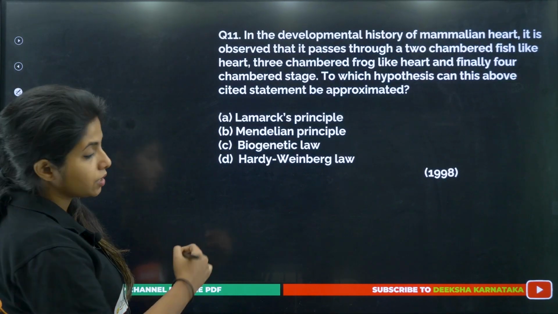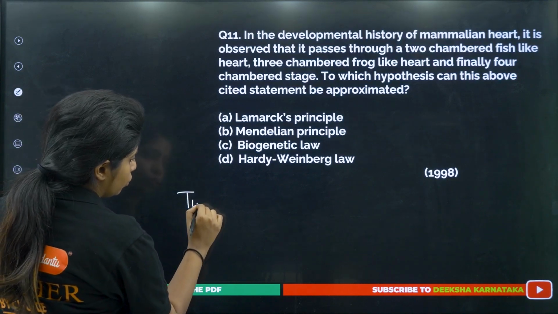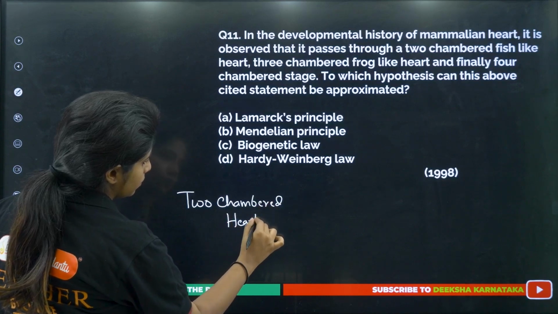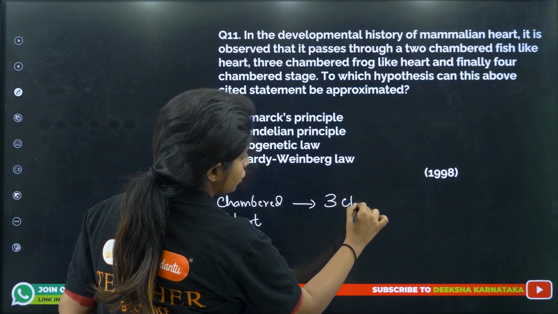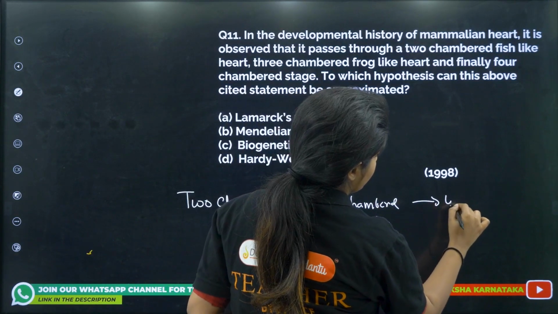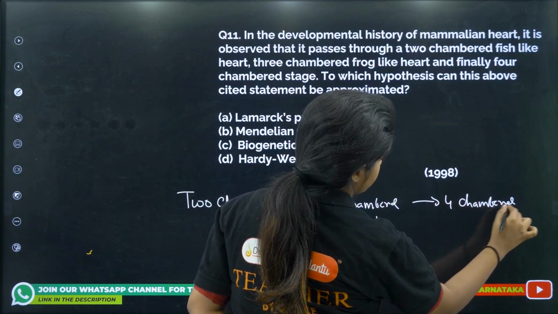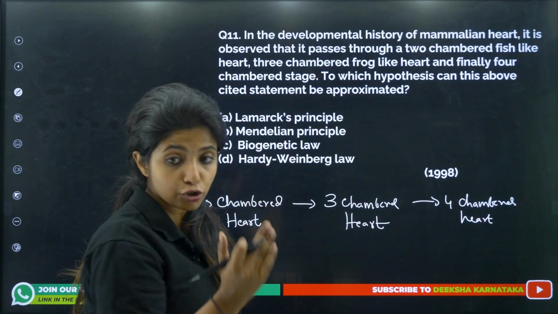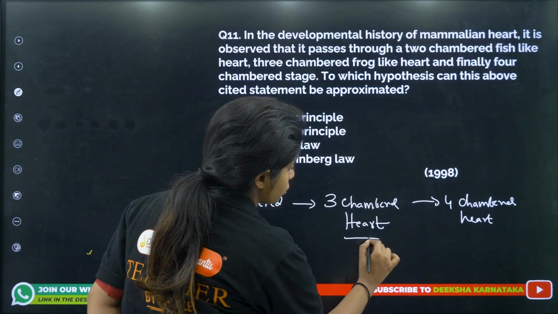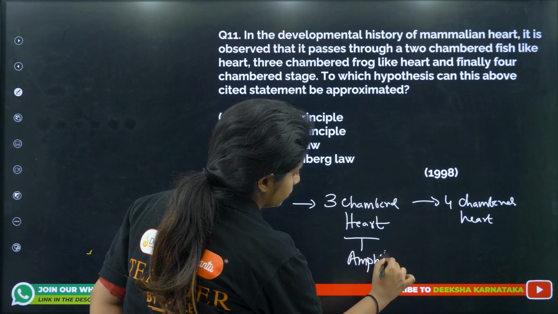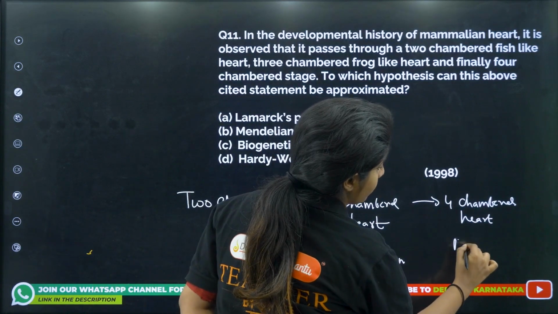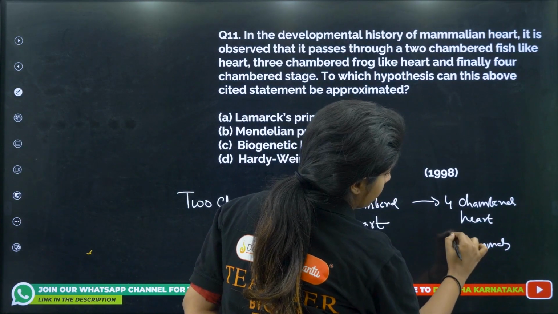So I say during embryogenesis, we had a 2-chambered heart, and then a 3-chambered heart, and then finally a 4-chambered heart. Now you should know that the 2-chambered heart is found just in fishes. The 3-chambered is found in amphibians and reptiles, and the 4-chambered is found in mammals and aves, that is birds.